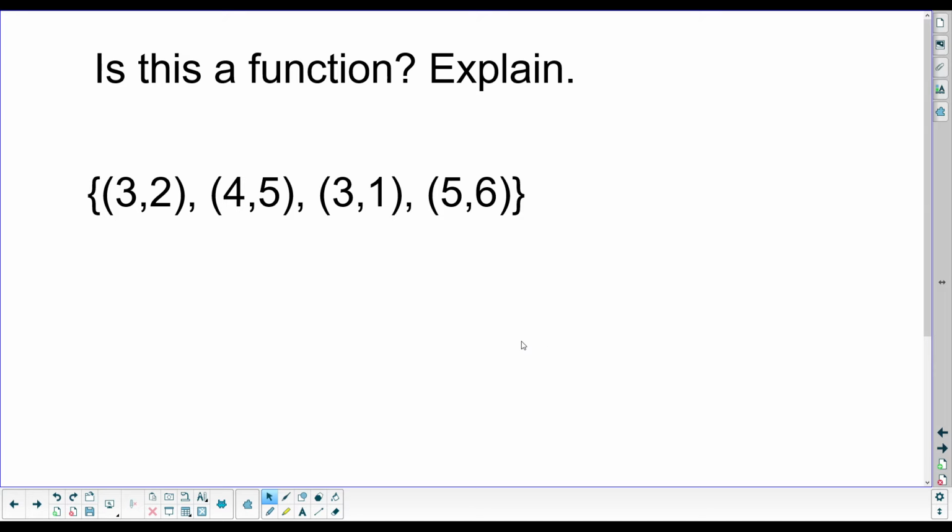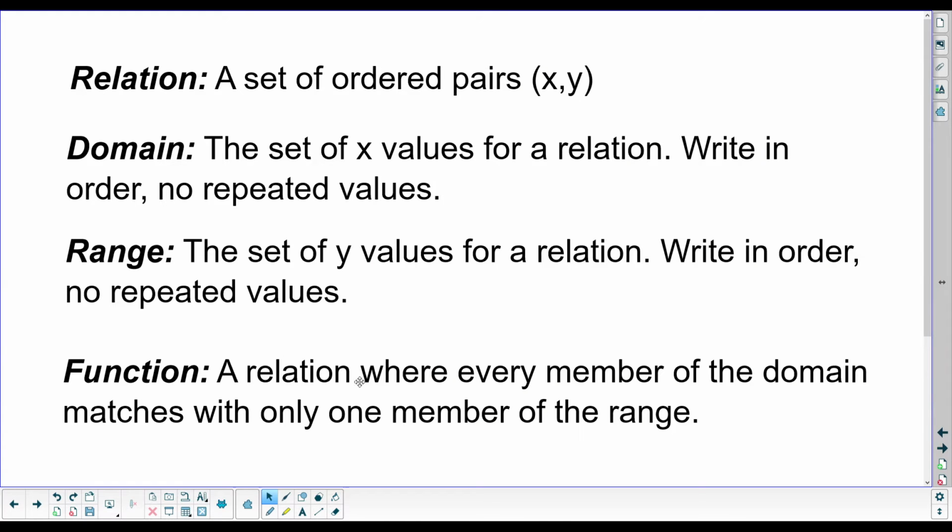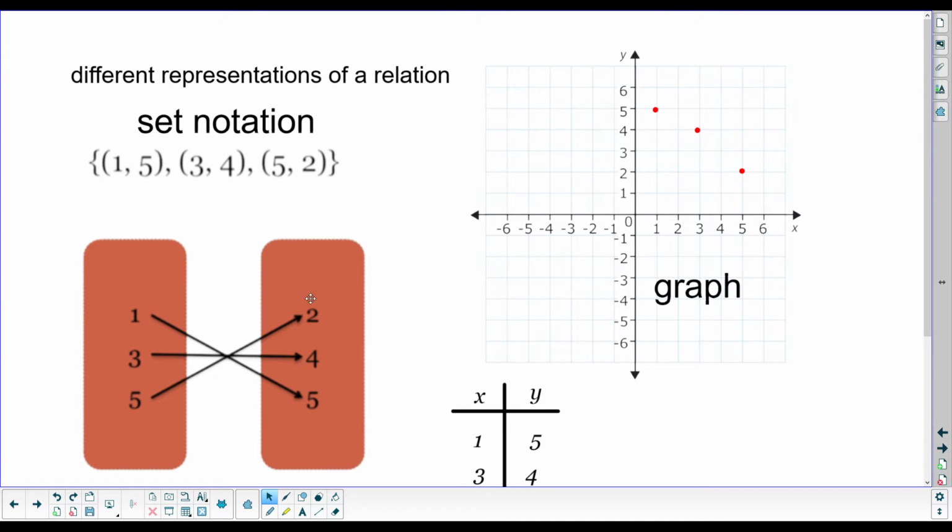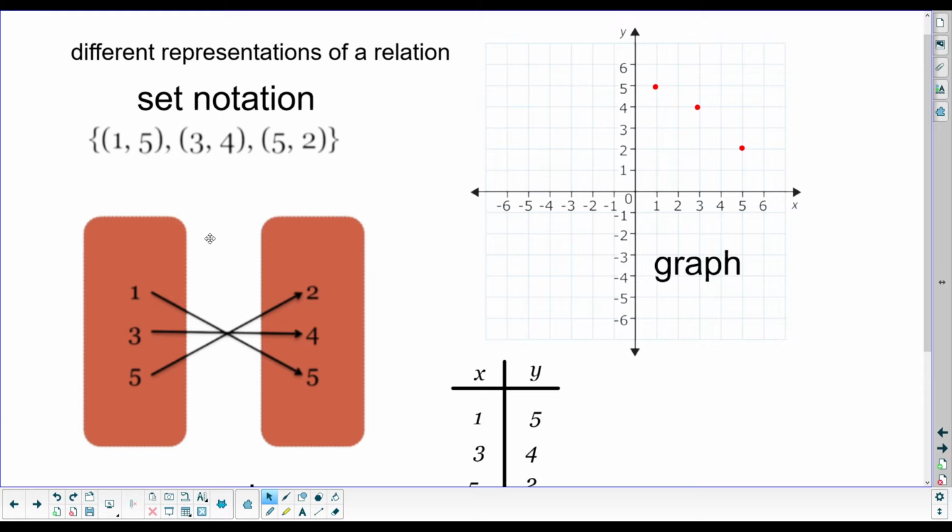So one of the things that we're going to have to do here is talk about whether something's a function or not. So let's go back and look at our definition of a function. A function is a relationship where every member of the domain matches with only one member of the range. So let's look at our example here. We have this example of this finite set of these 3 points. And so the question is, is this relation a function?